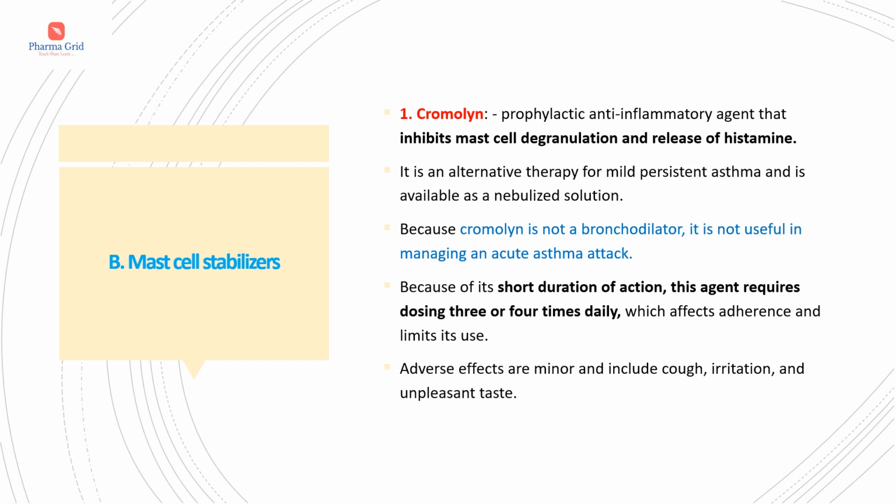Because of its short duration of action, this agent requires dosing 3 or 4 times daily, which affects the adherence and limits its use. Adverse effects are minor and include cough, irritation and unpleasant taste. So the disadvantages associated with cromolyn are that it is not a bronchodilator, so it is not useful in managing an acute asthma attack, and also it has a short duration of action. So this agent requires dosing 3 or 4 times daily, which will affect the adherence and thereby limits its use.